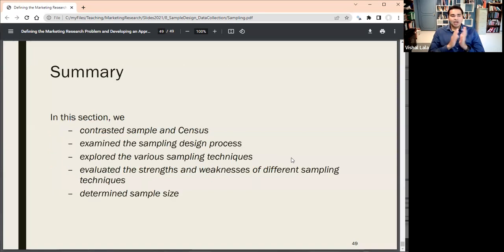Okay, to wrap up then, in this section, we have contrasted sample and census, examined the sampling design process, explored various probability and non-probability sampling techniques, examined the weaknesses and strengths of these sampling techniques, and lastly, determined sample size using mathematical considerations as well as some qualitative considerations.